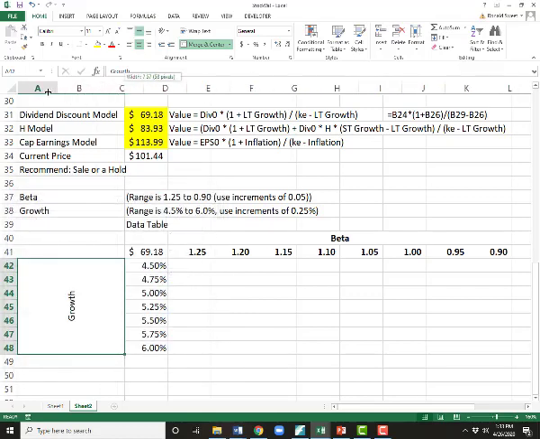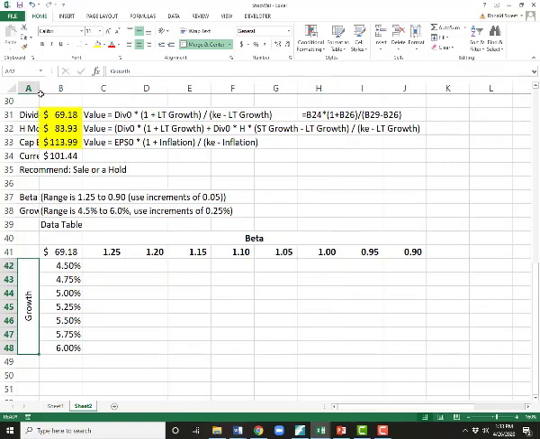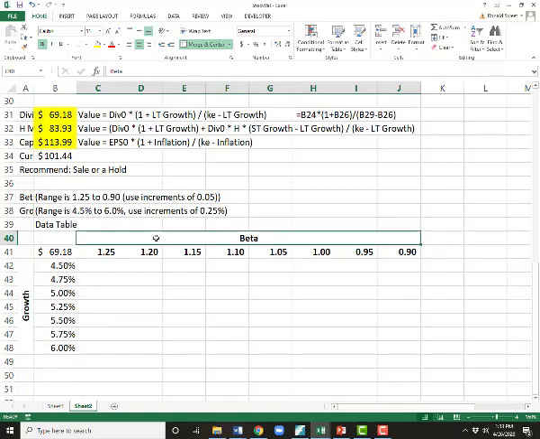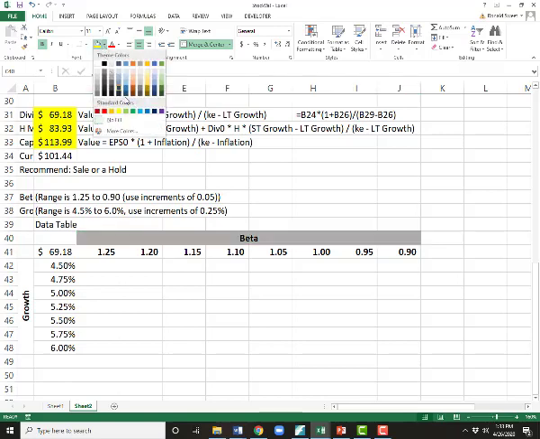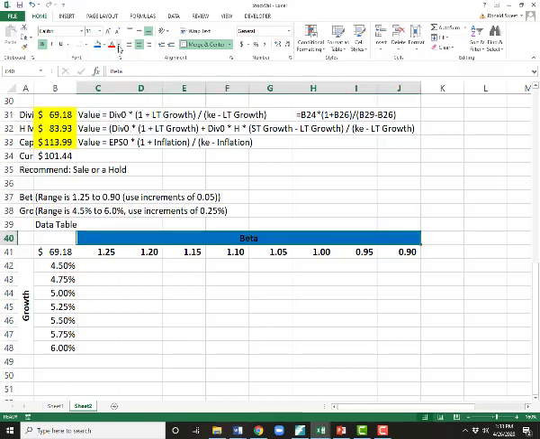I'm going to shrink this column. It's going to mess everything up above, but that's okay. And so for beta, let's pretty that up. Let's make it blue and make the text white, or do something so it looks good. Growth, I'll make that green. Use white text. All right, so how do we do the data table?